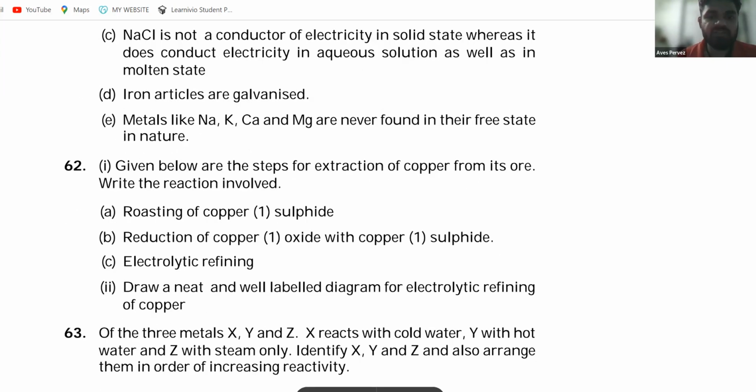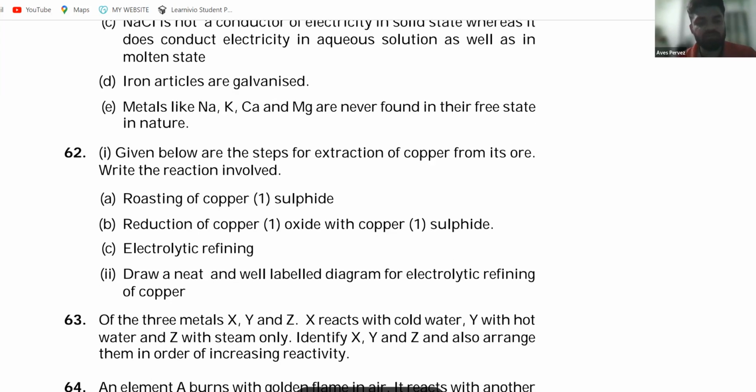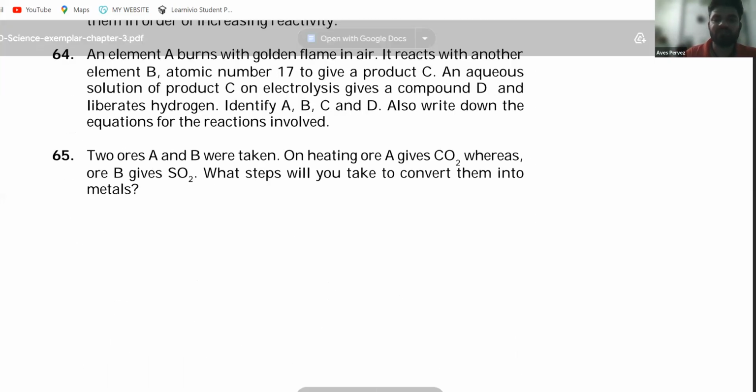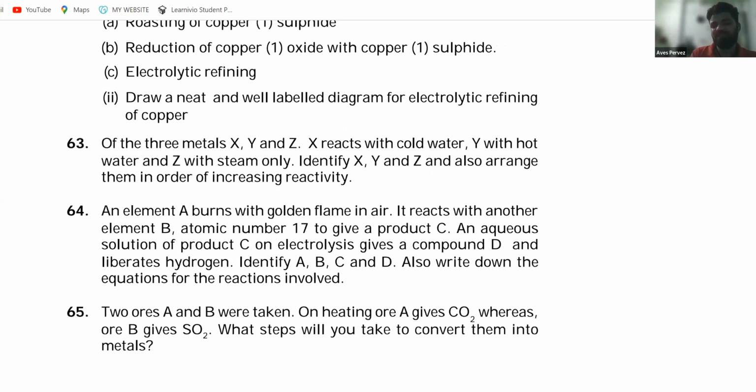Given below are the steps for the extraction of copper from its ore. Write the chemical reaction involved in roasting of copper sulfide, reduction of copper oxide to copper, electrolytic refining, and draw the labeled diagrams. The reduction topic we will discuss in the next class. So that's all for today.